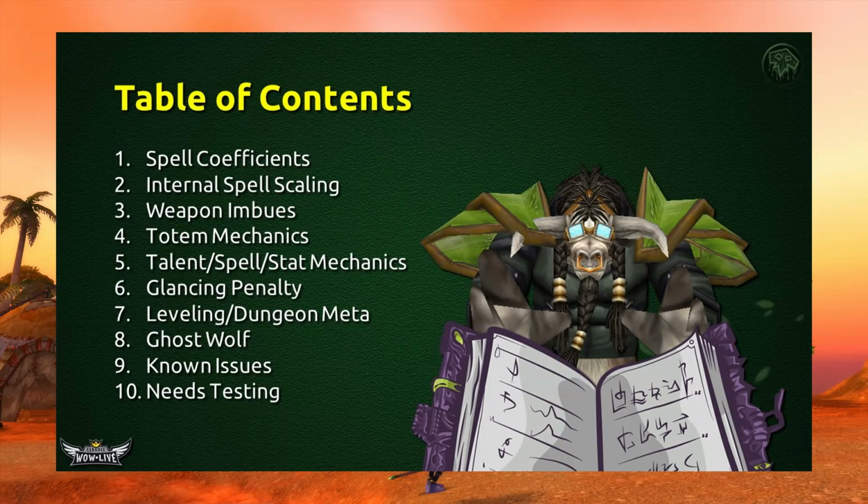So now let's go over what we're going to be talking about in this guide. We're going to be doing spell coefficients, and talking about internal spell scaling, which is something pretty interesting and at least new to most people. We're going to be going over our statistics course and weapon buffs again. We're going to be looking at differences in totem mechanics, talent, spell, and stat mechanics, glancing penalty, which I did not cover in Part 1, leveling and the new dungeon meta in Classic WoW, some changes to Ghost Wolf form, some known issues that have occurred in the beta and have not been rectified as of yet, and finally things that still require some testing.